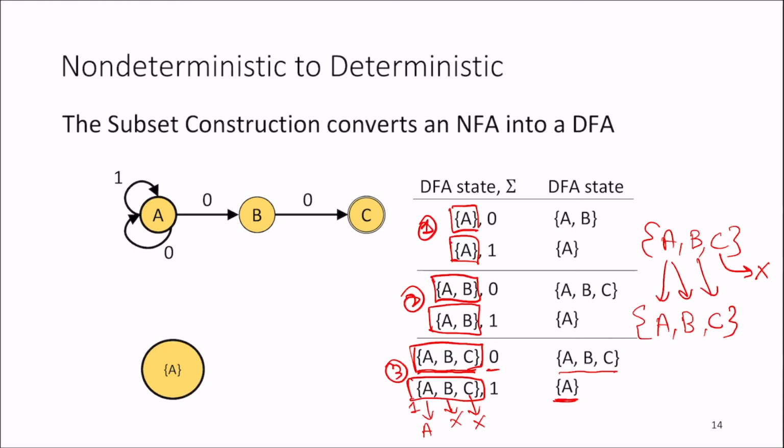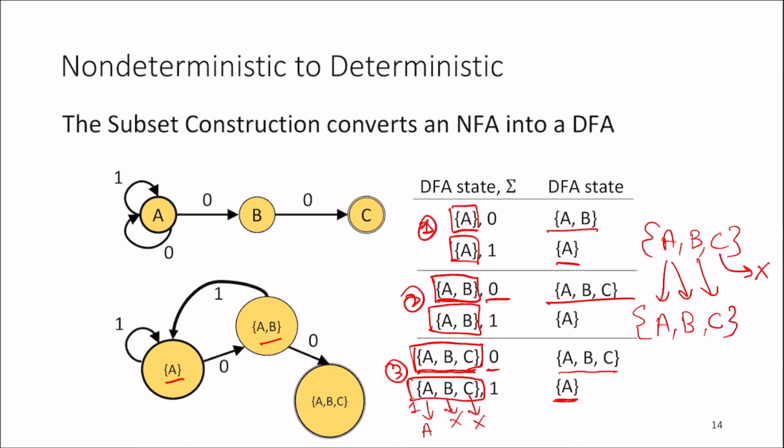So we first start with the set containing A. On a 0, I end up with AB, and on a 1, it ends up with A itself. So it's got a loop back to itself on the input symbol 1. And now starting with AB, on a 0, it ends up with ABC. And on a 1, it ends up going back to the state A. And now from ABC, let's consider what happens if you get an input 1. It goes back to A, right? So we can see this matches this here. And if I have an input 0, it just goes back to itself.